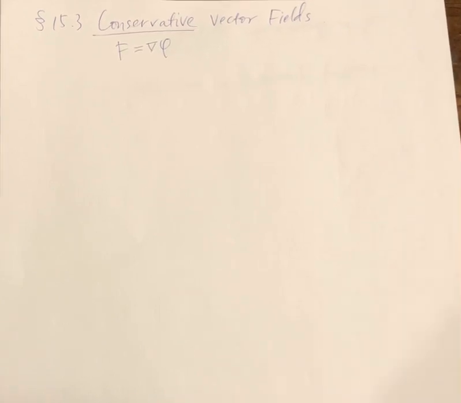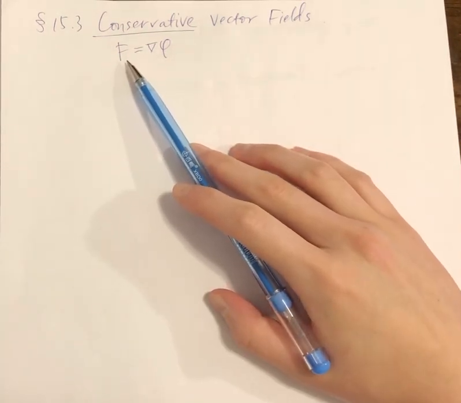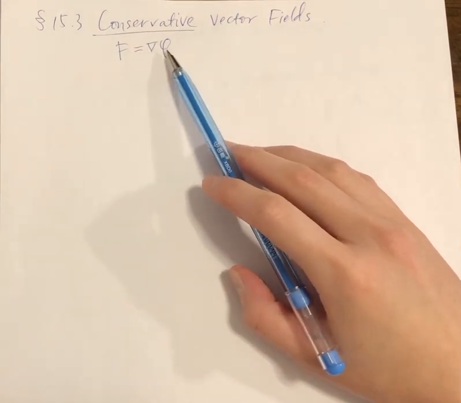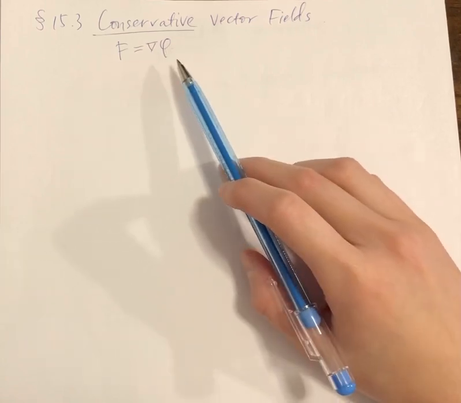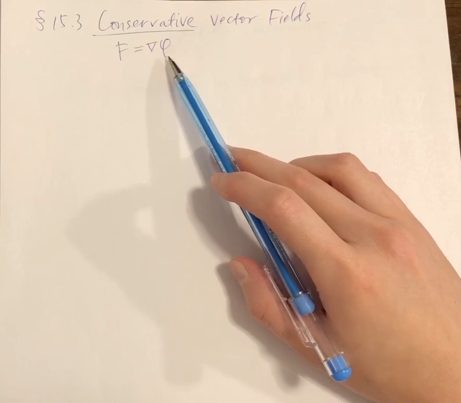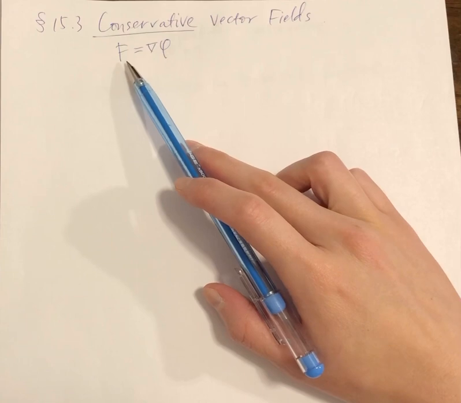So this section is conservative vector fields. What does it mean for a vector field F to be conservative? Well, it means F comes from taking the gradient of some function we call the potential function phi. To get the gradient, we take derivatives. So to go back, we need to integrate.